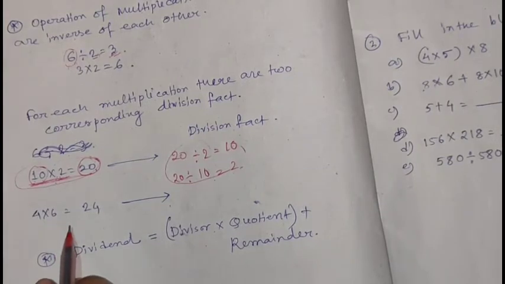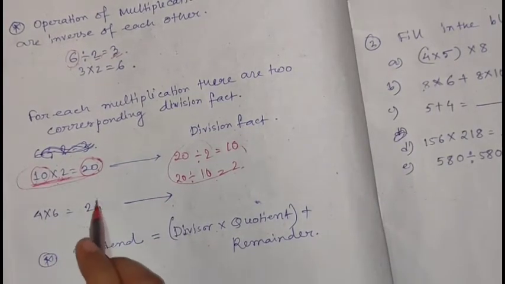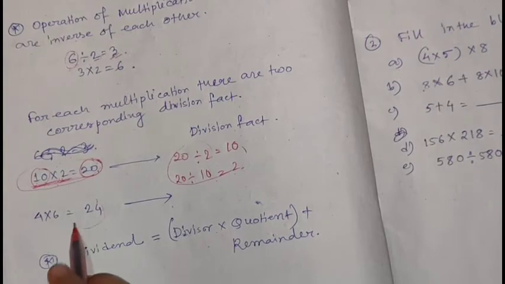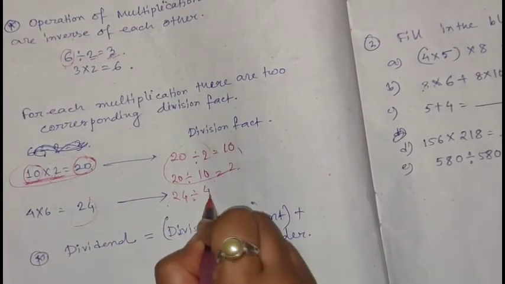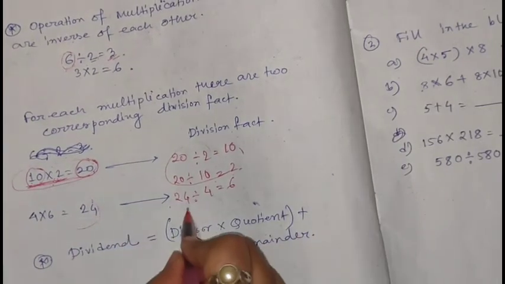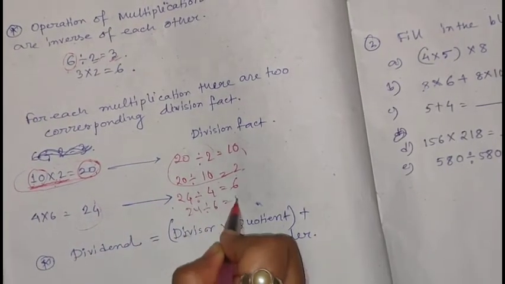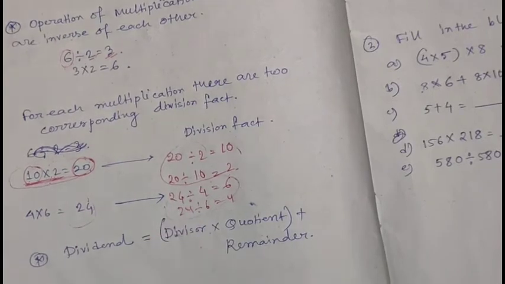4 multiplied by 6 gives 24. So what is the division fact of this multiplication? 24 divided by 4 gives 6, and 24 divided by 6 gives 4. So this is the division fact.